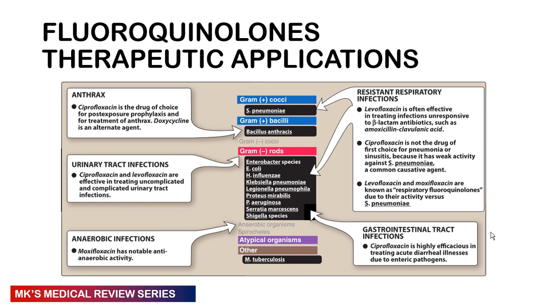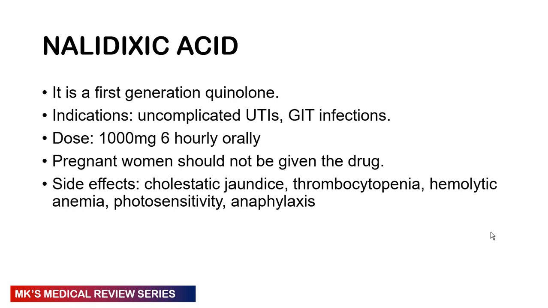Take your time to pause the video and look at this. We'll start with nalidixic acid. This is the first generation quinolone. It can be used in uncomplicated UTIs and some GIT infections. We give it at a dose of 1,000 milligrams 6-hourly, that's about 4 times a day. Pregnant women should not receive this drug. It can cause cholestatic jaundice, thrombocytopenia, hemolytic anemias, photosensitivity, and anaphylaxis.